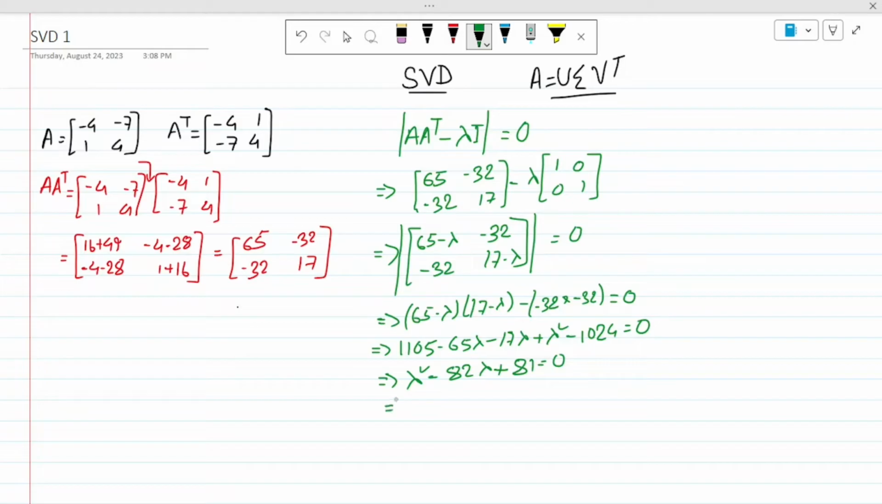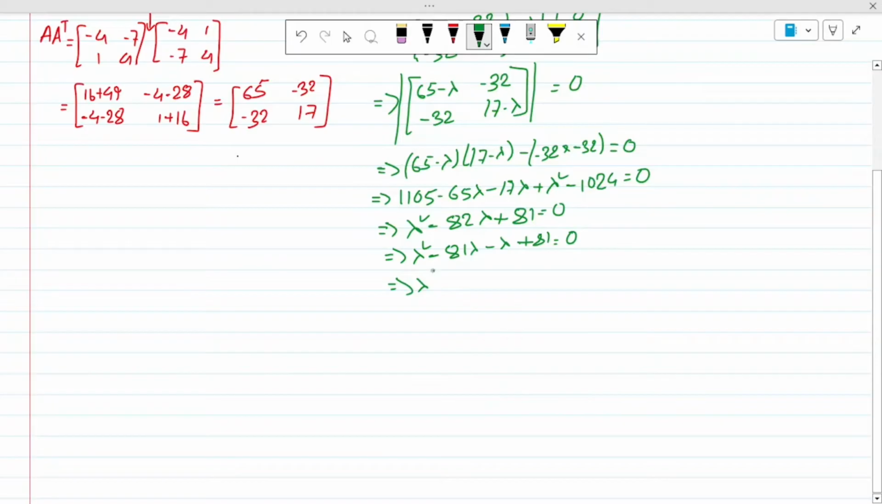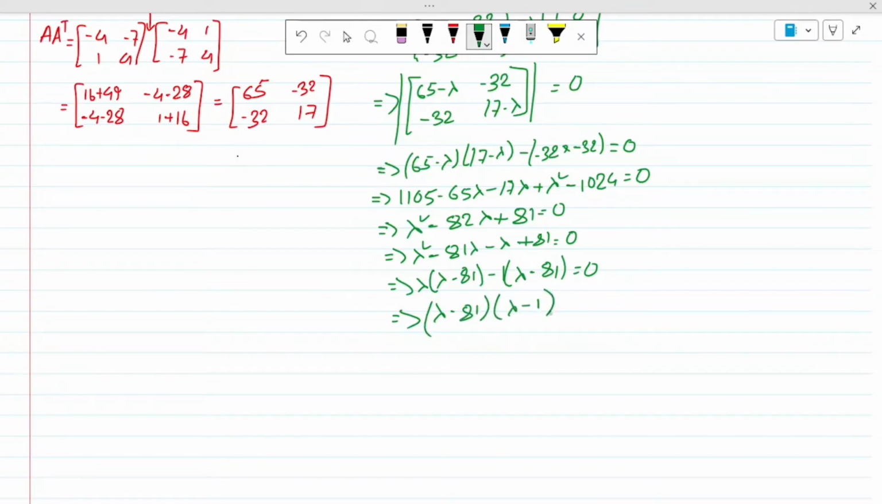So next we can easily decompose this equation: lambda square minus 81 lambda minus lambda, so 82 lambda can be decomposed into 81 lambda and 1 lambda, plus 81 must be equal to 0. So now again we try to take lambda common here, so what we get is lambda minus 81, and minus 1 common again. So here also we have lambda minus 81 equal to 0. So from here, what we get is lambda minus 81 and also lambda minus 1 equal to 0.